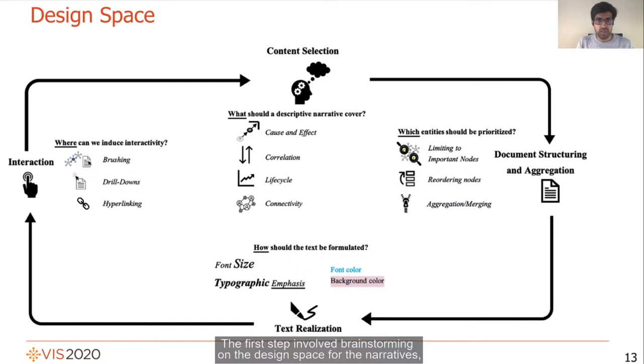The first step involved brainstorming on the design space for the narratives, where we answered the what, which, how, and the where questions. We start with content selection on the top, where we decided on the type of questions the narrative should answer. The next step involves deciding on how the above extracted information will be structured together. And to limit the verbosity, we decided on focusing our attention on only the intervention and the target nodes, while prioritizing important nodes in the causal path. Further, we also aggregated nodes together in the narrative to provide as much information in as little words as possible.